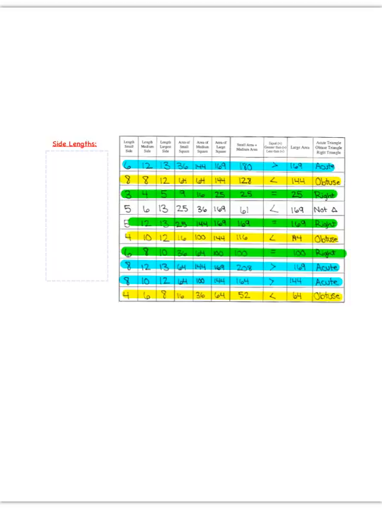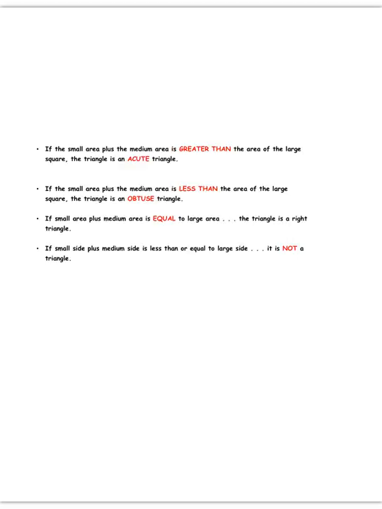Okay, now that you have made some observations on what kind of triangles are created by the different side lengths, let's take a look at what we should have for sentences. If you noticed, when the small area plus the medium area added up to be greater than the area of the large square, the triangle was always acute. If the small area plus the medium area was less than the area of the large square, then the triangle is an obtuse triangle, meaning an angle is going to be greater than 90 degrees. And if the small area plus the medium area equal the large area, the triangle is a right triangle.